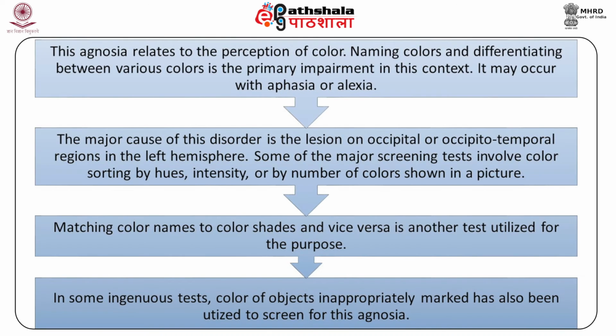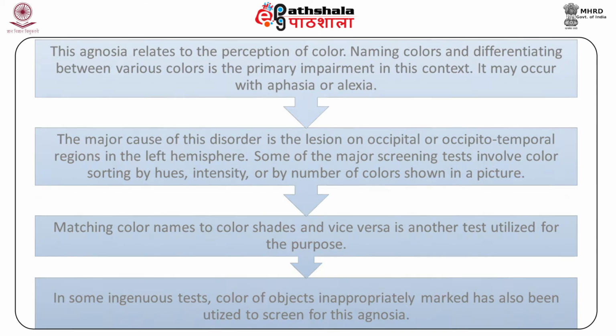This agnosia relates to the perception of color. Naming colors and differentiating between them is the primary impairment in this area. It may occur with aphasia or alexia. The major cause of this disorder is a lesion on the occipital or occipitotemporal regions in the left hemisphere. Some of the major screening tests involve color sorting by hues, intensity or by number of colors shown in the picture. Matching color names to color shades and vice versa is another test utilized for this purpose. In some ingenious tests, color of the objects inappropriately marked has been utilized to screen for this agnosia.